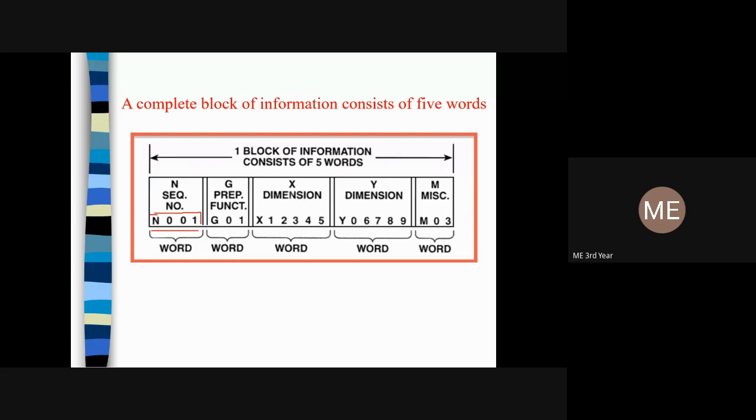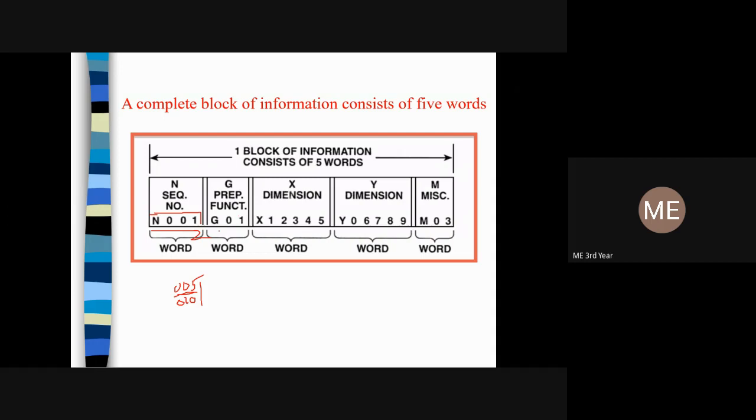After N001 we will not always give N002. Sometimes we will give 005, then 010, like that. Why is it so? Because we must try to give some gap in between, because if after N002 you want to incorporate some lines after the machining or after doing the total programming, then you cannot incorporate them. That's why some gap is needed. So these are the things you have to remember.